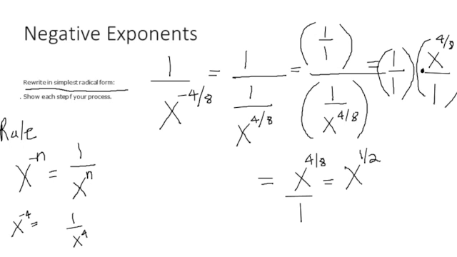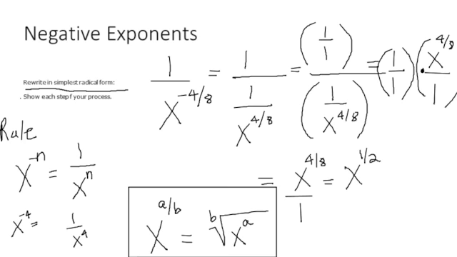Fine. Radical form? Okay. Time for another rule. X raised to the a over b power is equal to the b root of x to the a power. Now that right there is something you do not have written down in your notes. You want to put that in your notes, and you want to put this right here in your notes also. These are rules of how to deal with exponents.